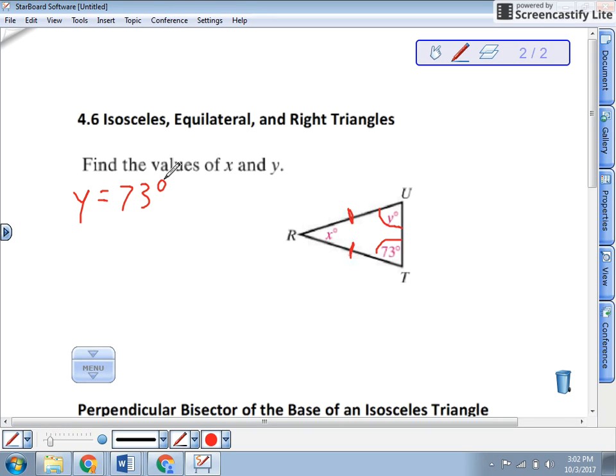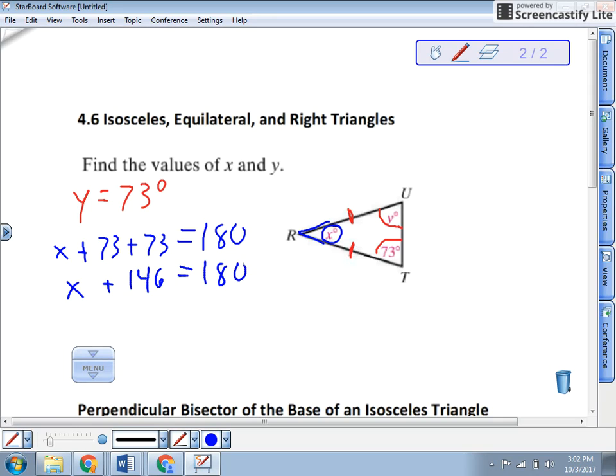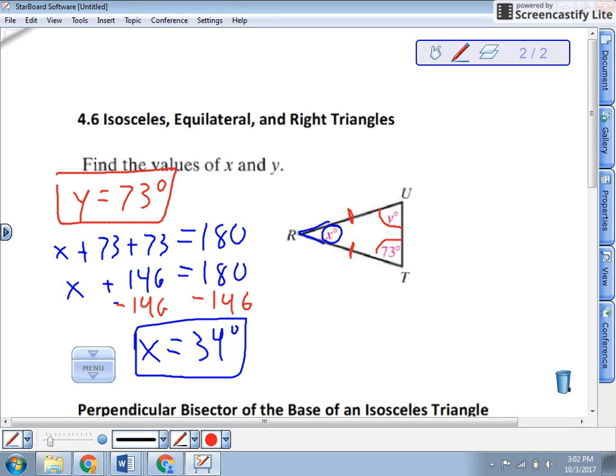Now that we know that, to find x, this angle right here, again, that would be our vertex angle. What do we know all the angles of a triangle add up to? That's right, 180. So we're going to say x plus 73 plus 73 equals 180. Again, all the interior angles of a triangle add up to 180. We're going to use that over and over. x plus 146 equals 180. We're going to subtract the 146. So x is going to equal 34 degrees. So there's x, and there was y right there, using those properties.